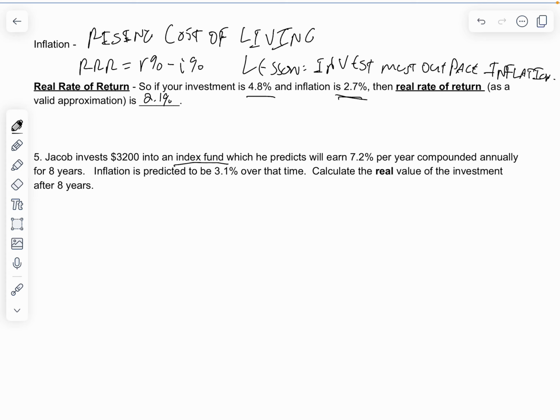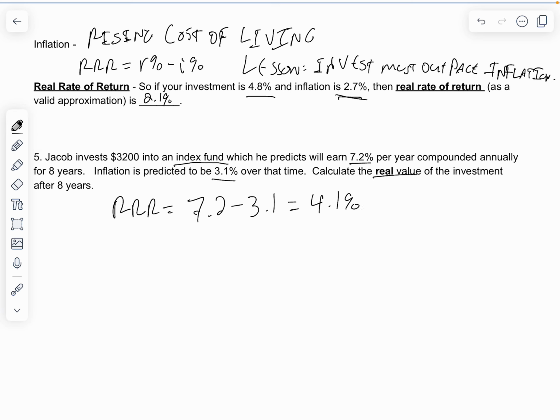But anyway, he thinks it's going to make 7.2% per year, and in the last 10 years they've been hitting like 8, which is pretty good. So compounded annually for 8 years. The inflation is predicted to be 3.1% over that time. Calculate the real value of the investment after 8 years. So the real rate of return is going to be 7.2 minus 3.1, which is 4.1%.